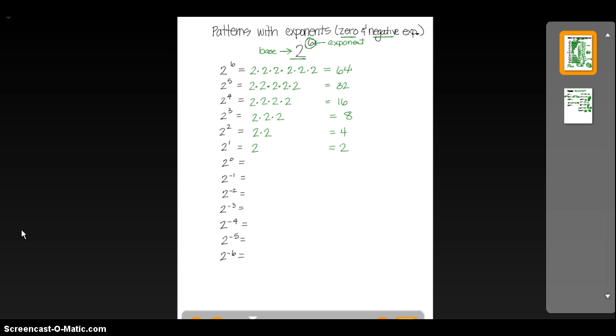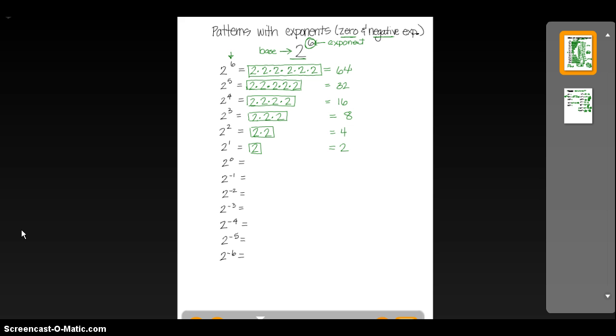So the first pattern I want you to notice is that as the exponent decreases by 1, we went from 2 to the 6th power, 2 to the 5th power, 2 to the 4th power, and so on. When we look at our expanded form, each time I'm decreasing by 1 factor of 2. I started with 6 factors of 2, then 5, then 4, then 3, 2 factors of 2, and then down to 1 factor of 2. So each time I'm taking away 1 factor. Well, taking away a factor is just like dividing.